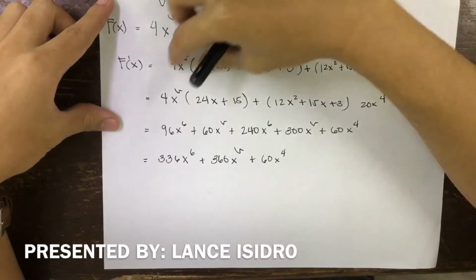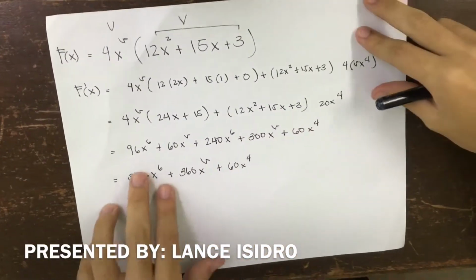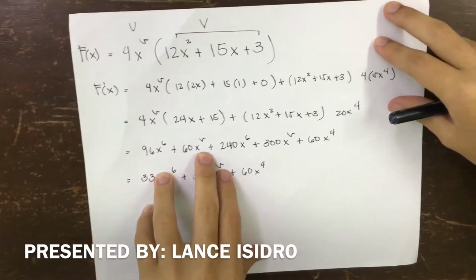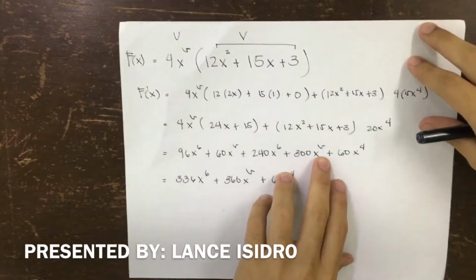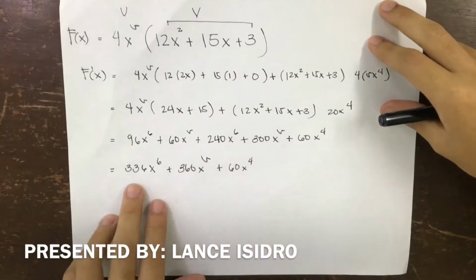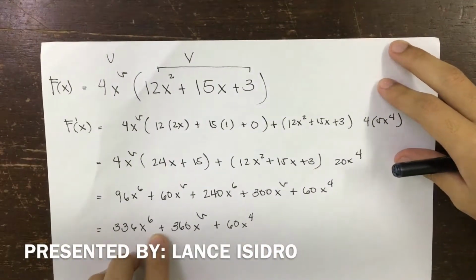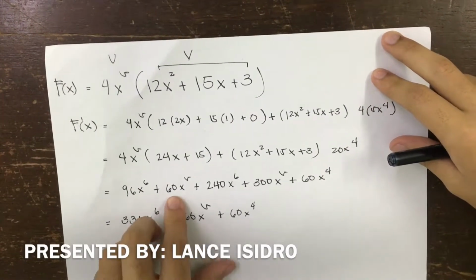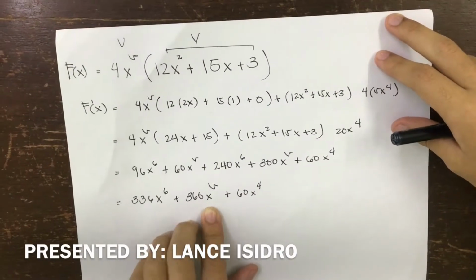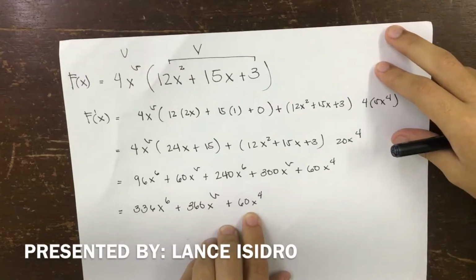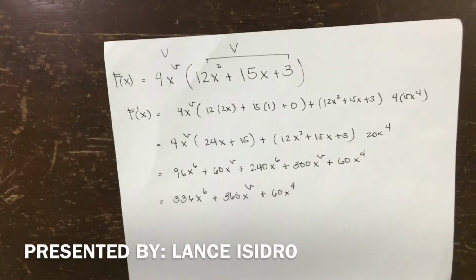Then after this, we just simplify these two terms. 96x plus 6x to the fifth power plus 240x to the sixth power plus 300x to the fifth power plus 60x to the fourth power. 96 plus 240 is 336x to the sixth power plus 60 plus 300 to the fifth power is 360x to the fifth power plus 60x to the fourth power came from 60x to the fourth power.